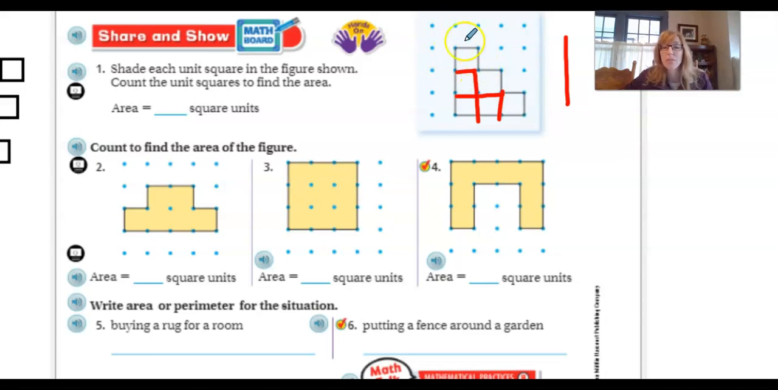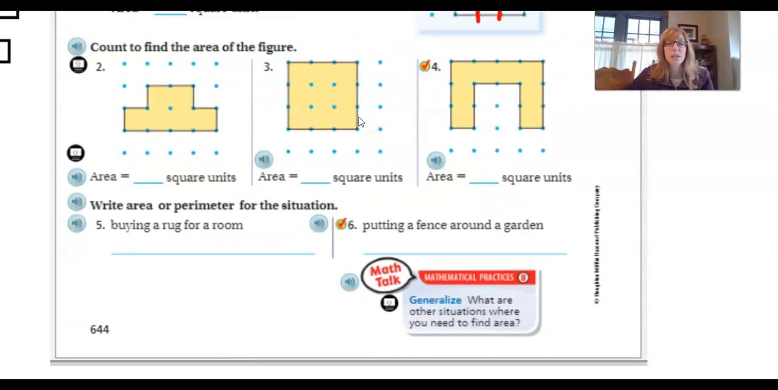Once you have every single square unit drawn in, we should be able to count our square units and count the amount of surface that is covered. So there's 1 square unit, 2 square units, 3 square units, 4 square units, 5 square units, 6 square units. So you should have written 6 square units. Okay, we're going to continue.